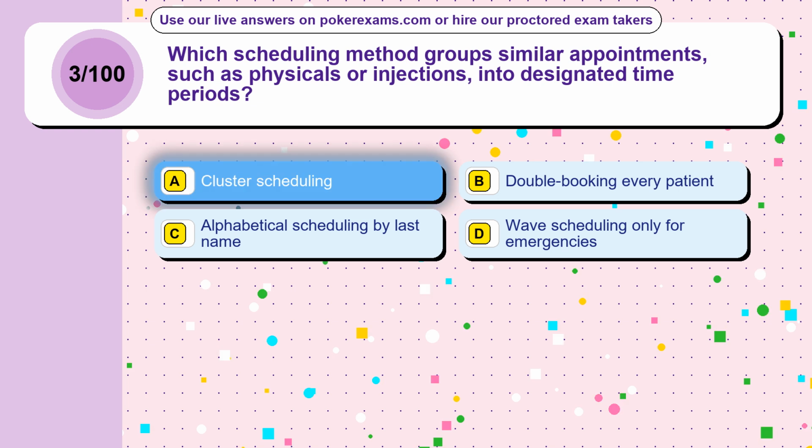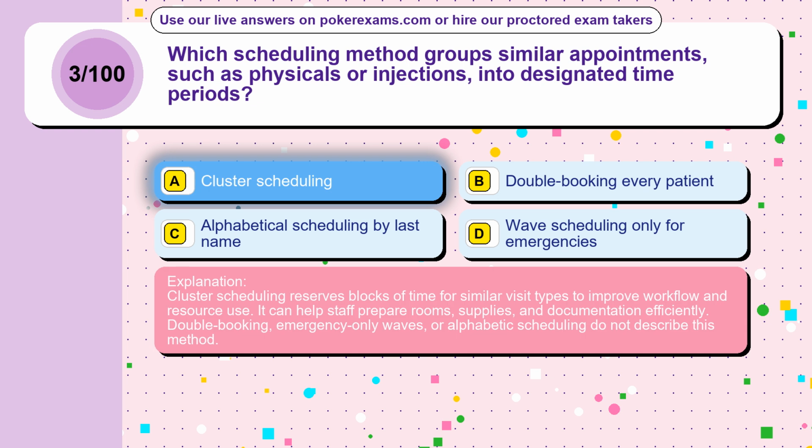The correct answer is option A. Cluster scheduling. Cluster scheduling reserves blocks of time for similar visit types to improve workflow and resource use. It can help staff prepare rooms, supplies, and documentation efficiently. Double booking, emergency-only waves, or alphabetic scheduling do not describe this method.